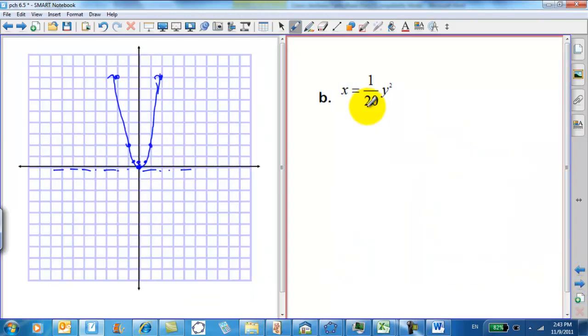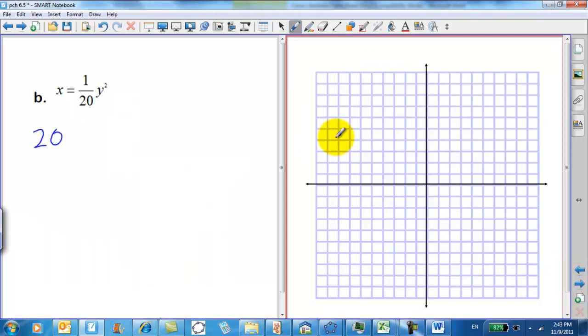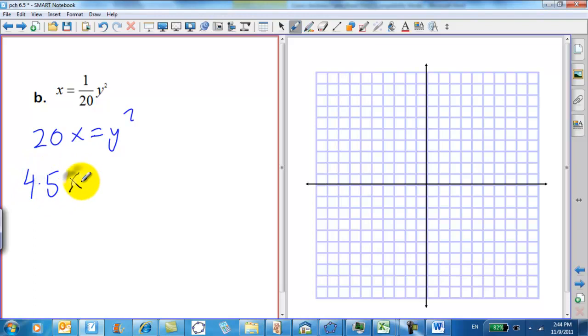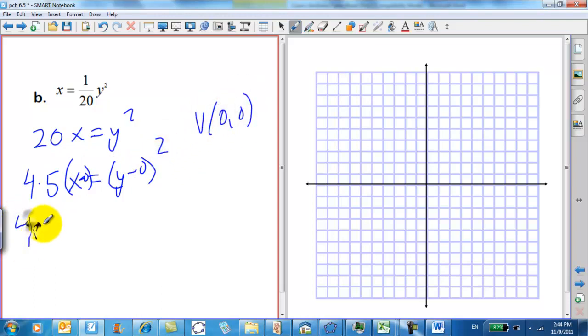Now, our next problem, we have x equals 1/20th y squared. I prefer to write it as 20x equals y squared. And so we have 4 times 5 times x equals y minus 0 squared. I suppose I could put the x minus 0 in here as well, so we can emphasize that the vertex is at 0, 0. 4p equals 20, so basically p equals 5. That's why I wrote it as 4 times 5.